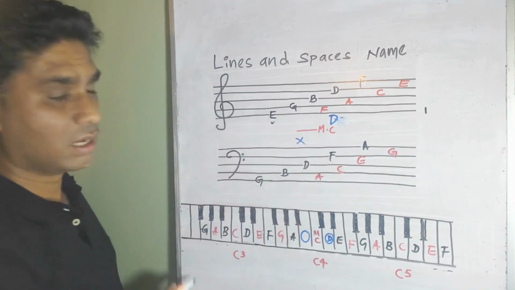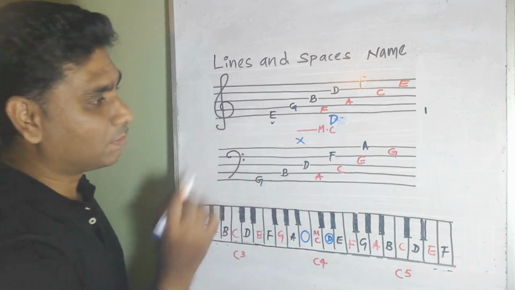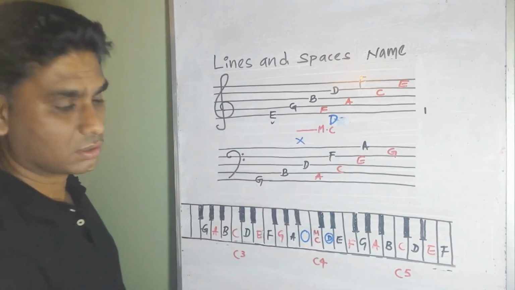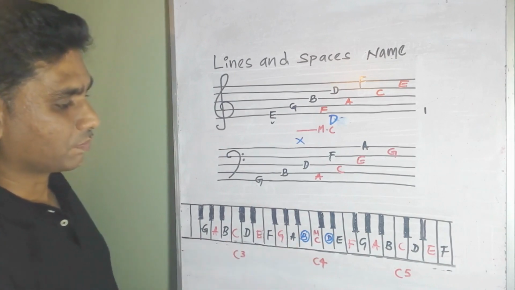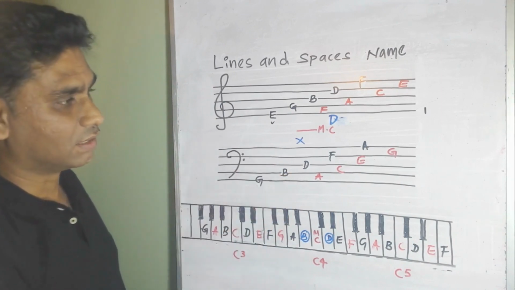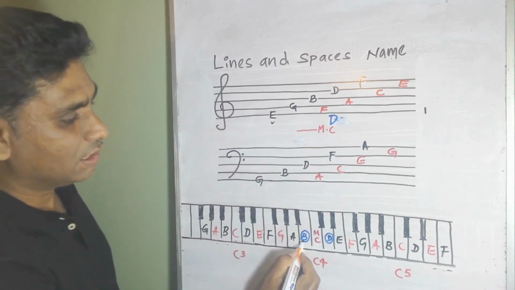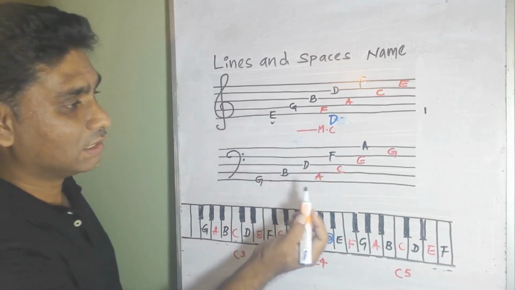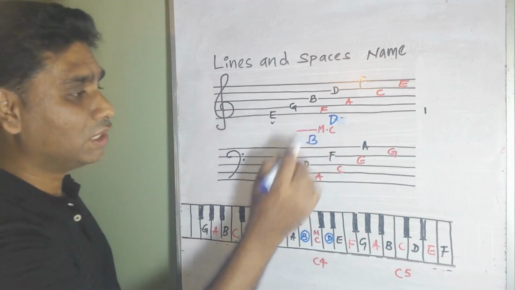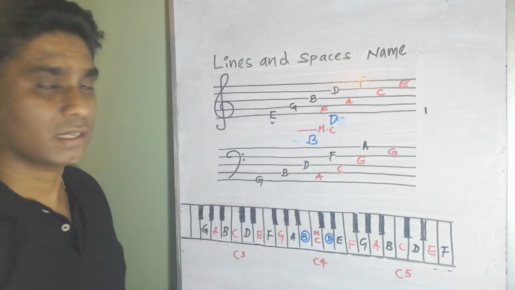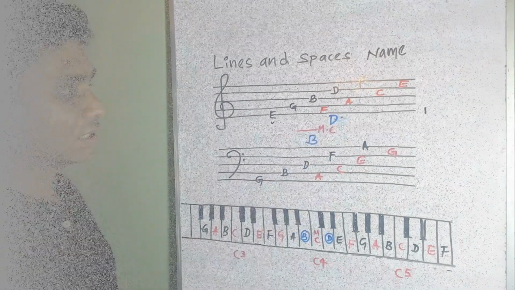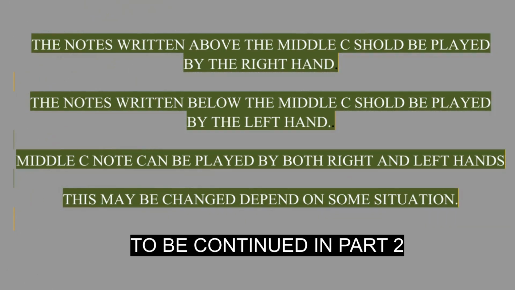So you have to remember very carefully, between the first line of treble clef and the middle C there is a note which is D, this note, and this note is B, which is below the middle C and above the fifth line of bass clef. So it should be here. This B is located between the middle C and the fifth line of the bass clef. And these three notes are always forgotten. So keep it in your mind, these three notes, B, middle C and D.